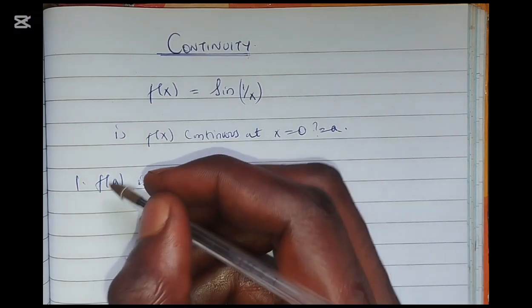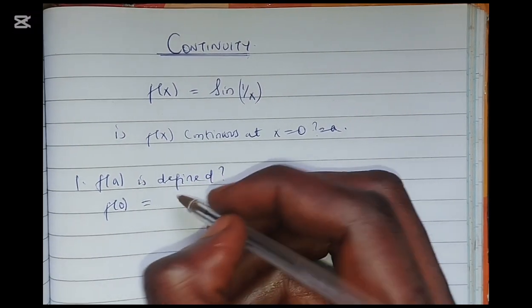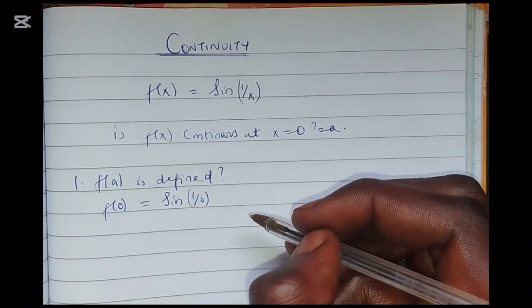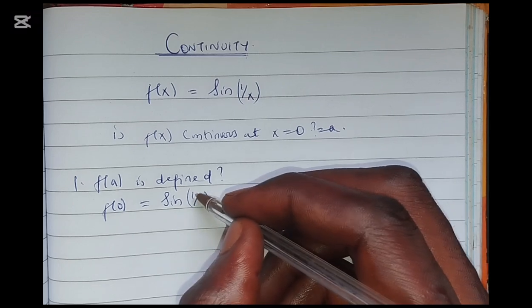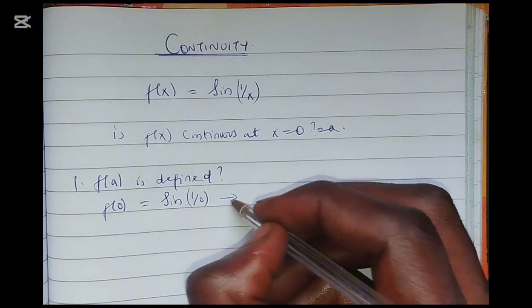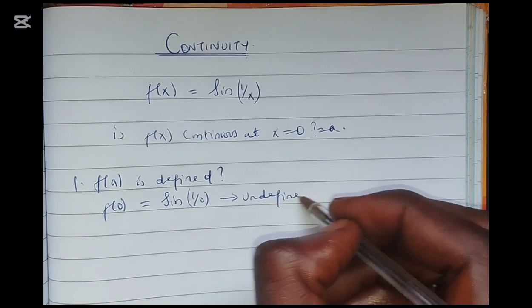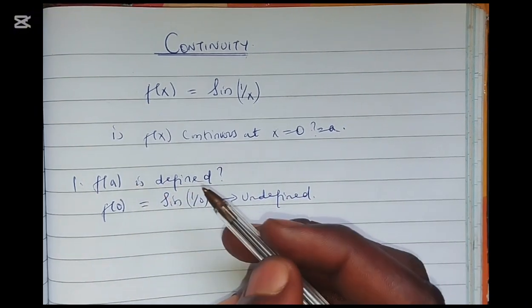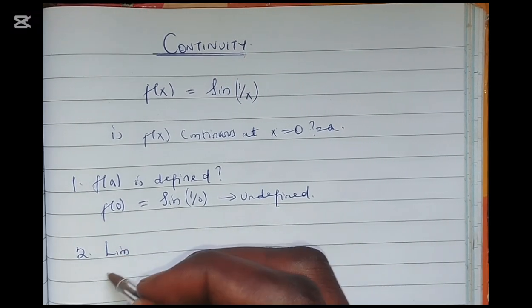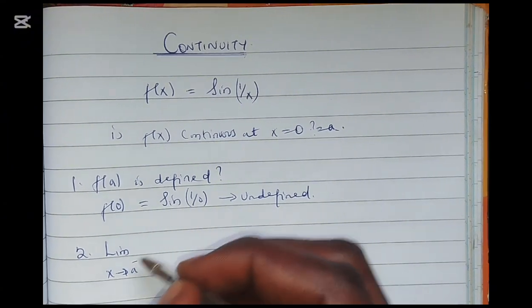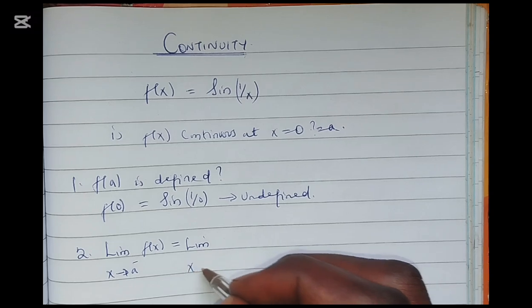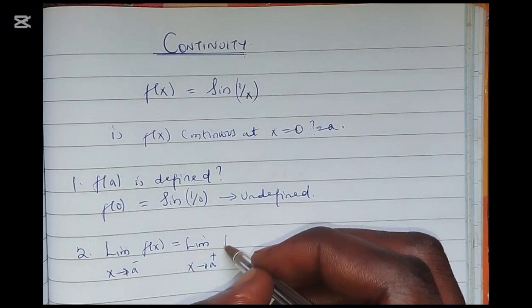Now f of 0 is equal to sine of 1 all over 0, which is not defined. This is obviously not defined. 1 all over 0 is undefined. So it is asked, is it defined? No, it is undefined. Condition 2 says that the limit as x approaches a from the left of f of x must equal the limit as x approaches a from the right of f of x.